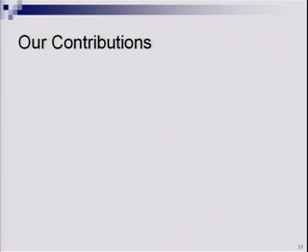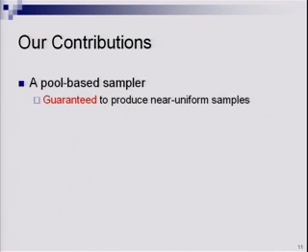So what are our contributions? We created 2 new search engine samplers. One is what we call a pool-based sampler. It's based on a pool of queries, which is very similar to the lexicon of Bharat and Broder. We could actually prove that under plausible assumptions, this sampler generates near uniform samples, and we can quantify the distance from uniformity.